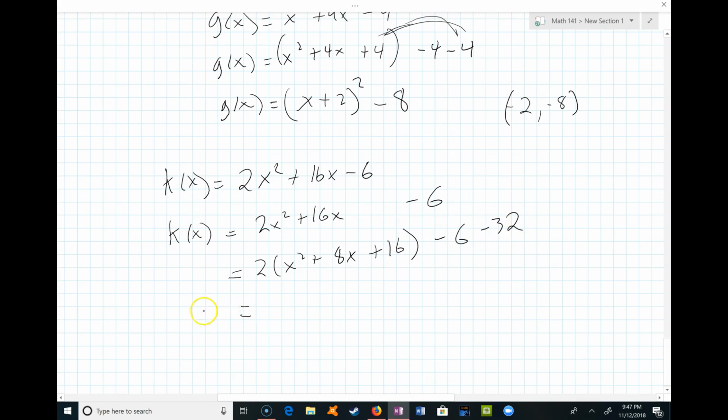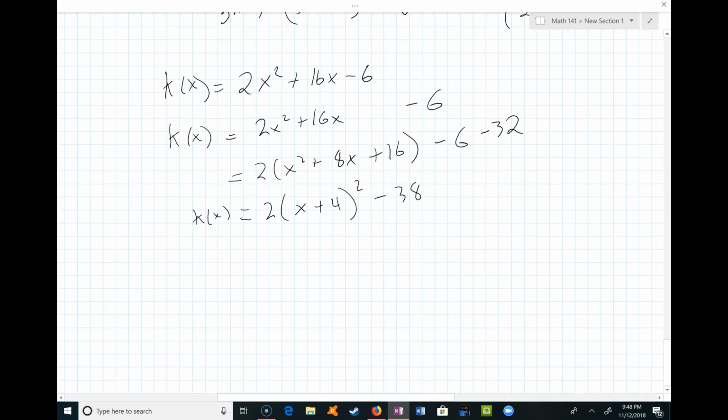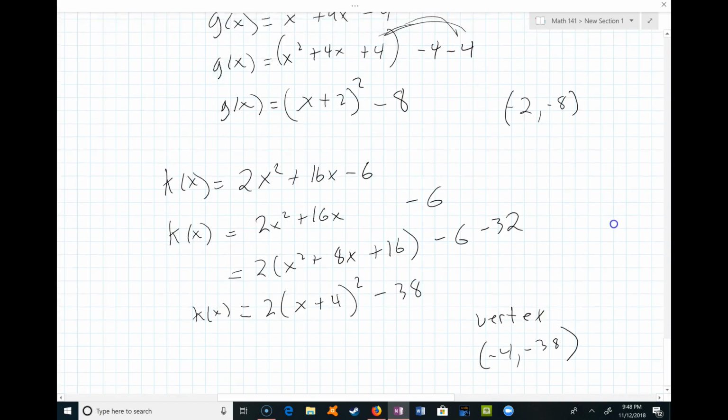So now I have, this is still k of x here, 2 times, and I'm going to factor that into x plus 4 squared. And of course out here I'm going to have a negative 38. And there we have vertex form. And the vertex, you can tell really easily, would be negative 4 comma negative 38. And since the 2 is positive, just like we saw there, this would open up. Okay, so that's switching back and forth between the different forms.